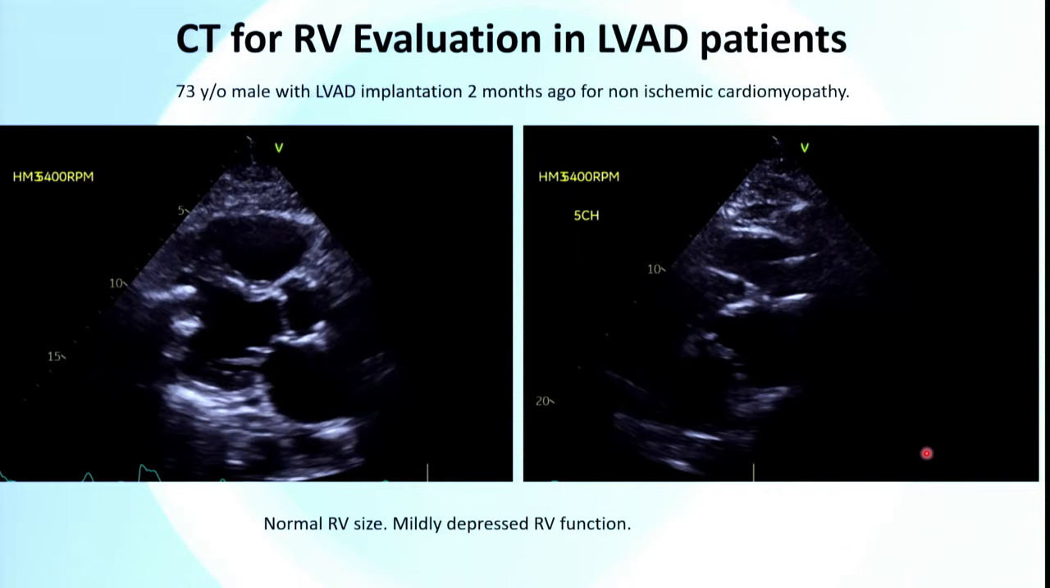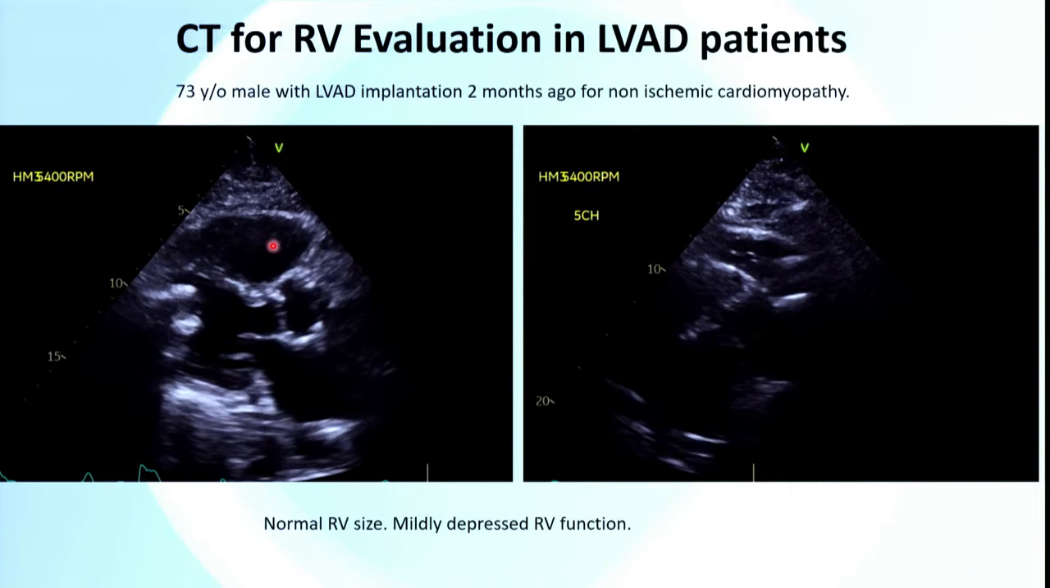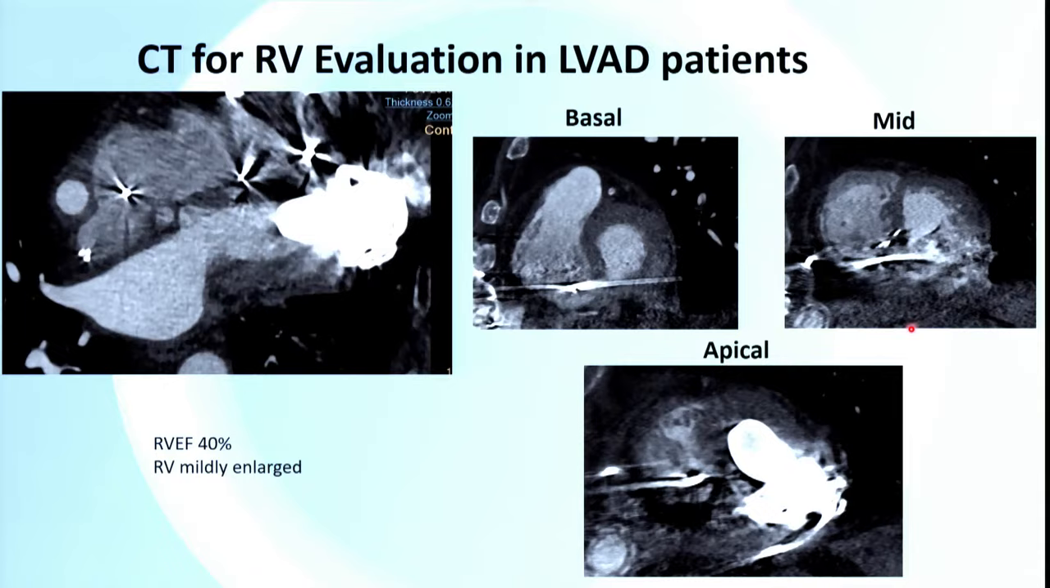But nevertheless, this echo was read as having normal RV size with mildly depressed RV function, which actually doesn't look bad here. Now, they ordered a CT subsequently for evaluation of RV function in this patient, and I'm showing you the images here on the CT.